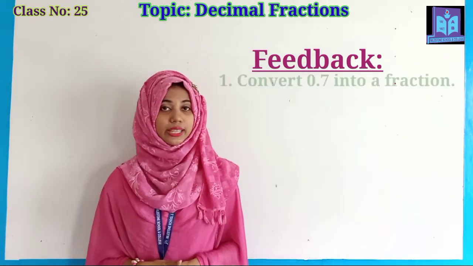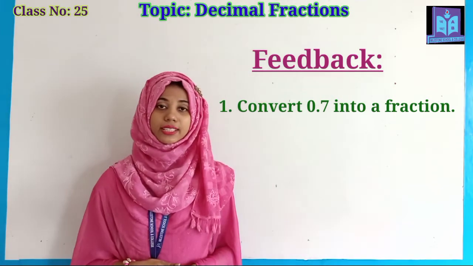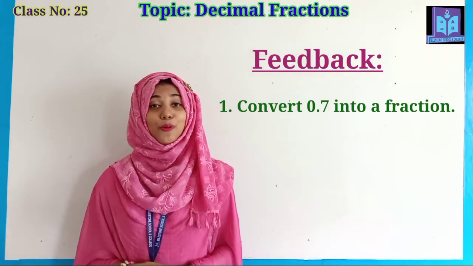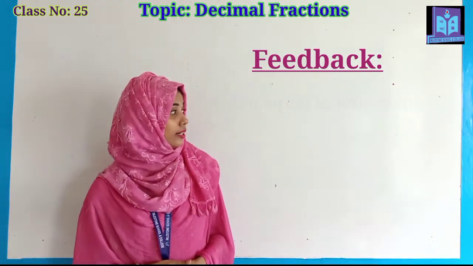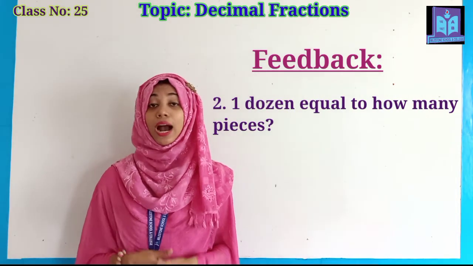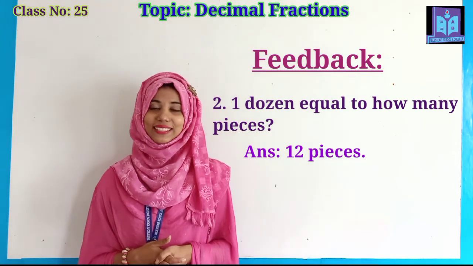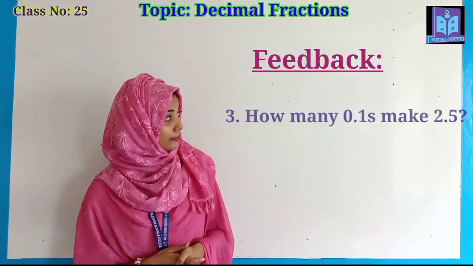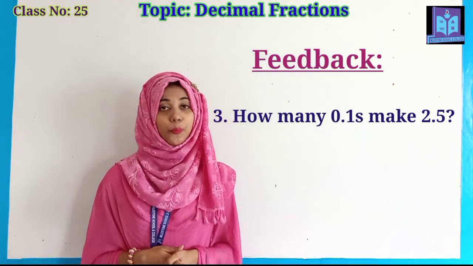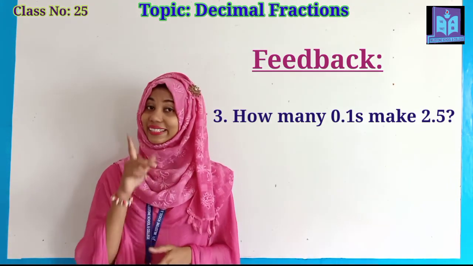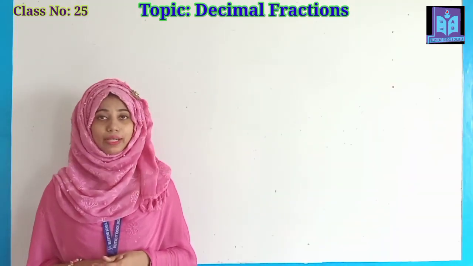So my first question is, convert 0.7 into a fraction. Wow, correct. 7 by 10. Next question, 1 dozen equals how many pieces? Yes, excellent. 12 pieces. Question number 3. How many 0.1s make 2.5? Correct. 25.